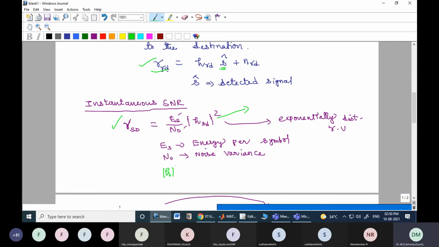This mod of h squared is the channel fading gain.